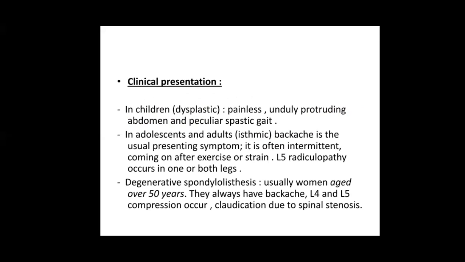Milestones in children, we all know that children usually have normal milestones. They sit between the age of 4 to 6 months. They achieve neck control between 2 to 3 months. They achieve urinary continence around the age of 2 to 3. They walk at around the age of 1. Failure of achieving those milestones, one of the differential diagnoses is dysplastic spondylolisthesis. Okay?